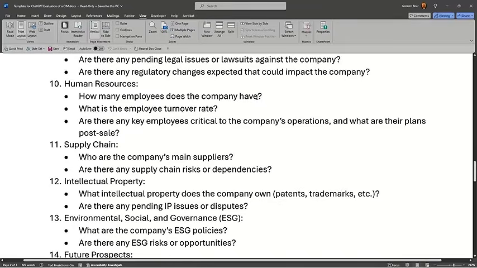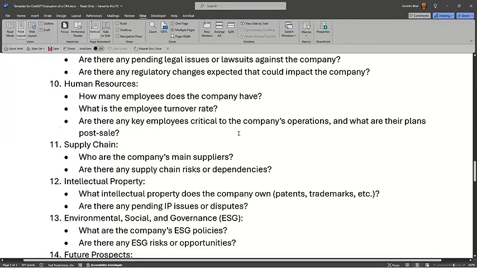So you want to know, is this a three-employee company with a high income that outsources everything, so they have high income but no employees? Or is there a number of employees that are committed and work directly for the company, and the company is able to sustain that ongoing payroll? Are there any key employees critical to the company's operation, and what are their plans post-sale?